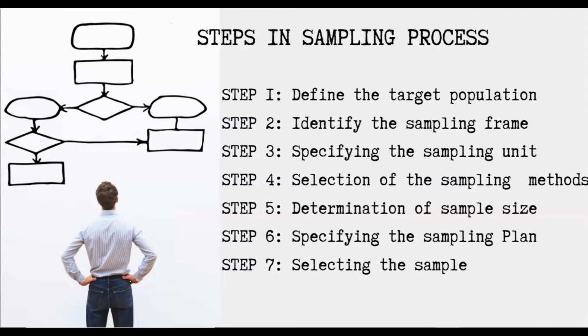A sampling unit is a basic unit that contains a single element or a group of elements of the population to be sampled. In this case, a household becomes a sampling unit and all potential house buyers above the age of 20 who are able to make a loan become the sampling elements. Step number 4, selection of the sampling method.